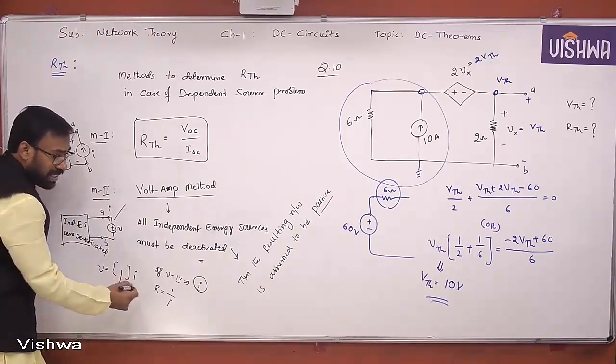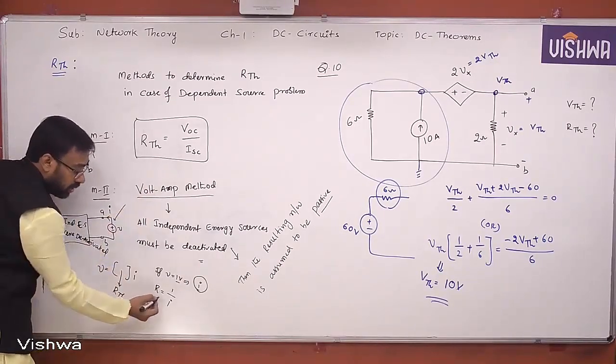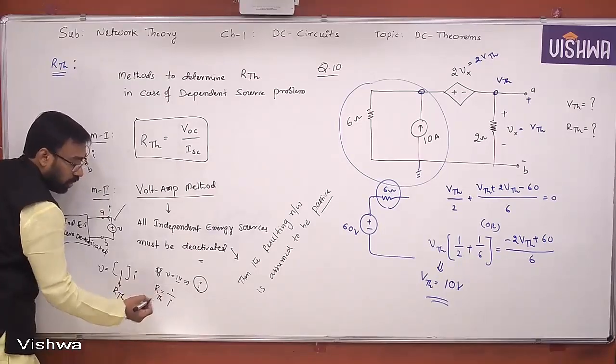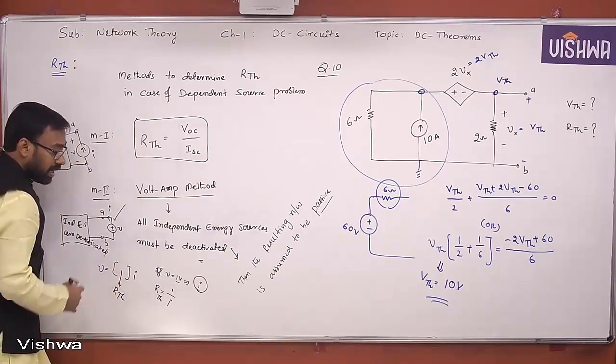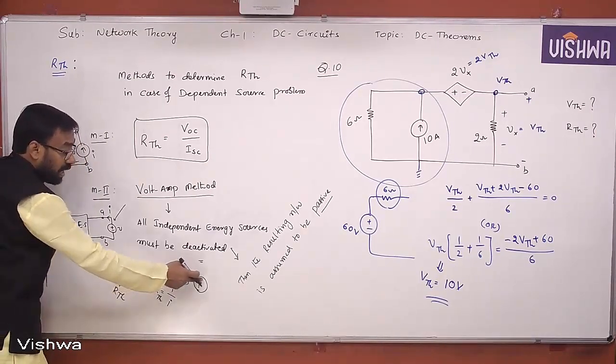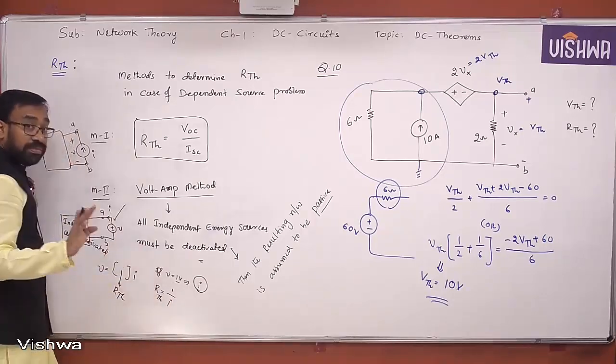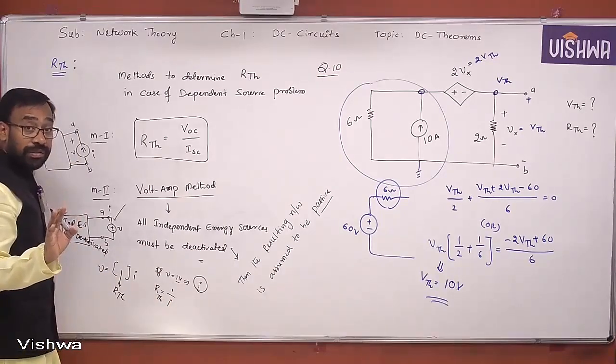Okay. Now what is the resistance? The ratio of voltage to current. Since you are opening the load and finding the resistance, therefore you are calling it RTH. So reciprocal of that current value is nothing but RTH. You understand all of you?